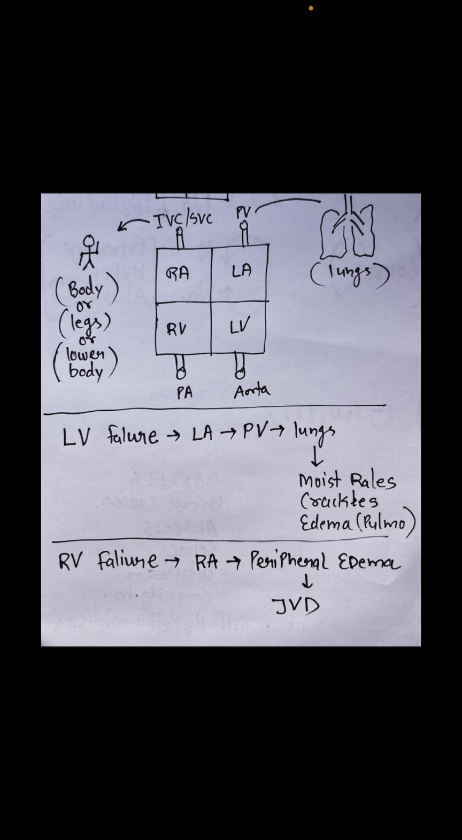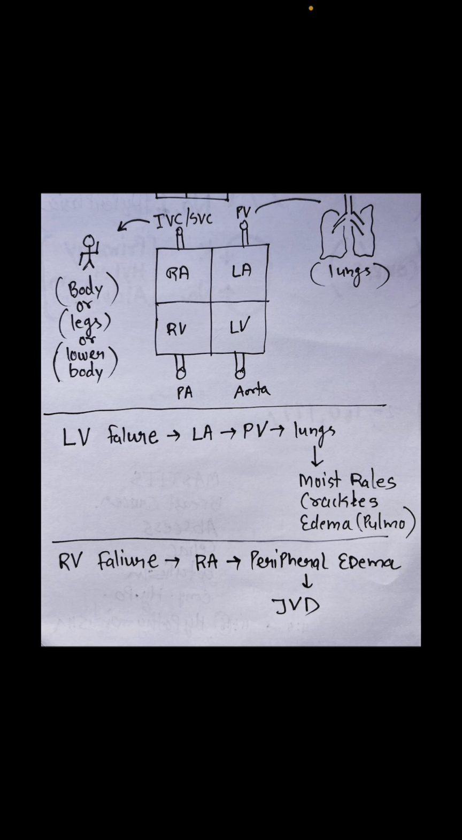So we will go backward in the scheme. In the right ventricle, the blood is coming from the right atrium, and in the right atrium, the blood is coming from the inferior vena cava or superior vena cava. The inferior vena cava is bringing the blood back from the leg portion or the lower portion of the body. If the right ventricle fails, the blood will stay in the legs for sure. It will not be able to come out. So we will see peripheral edema like leg edema or shin edema.